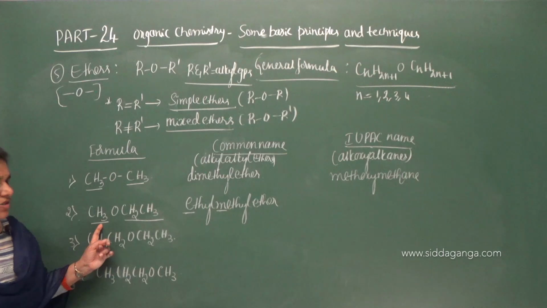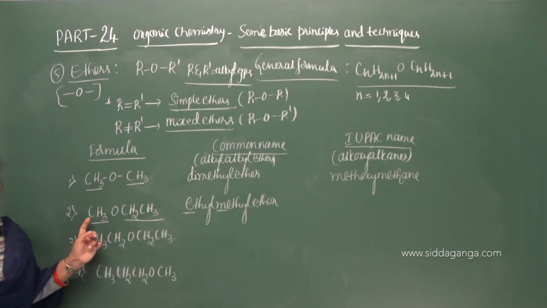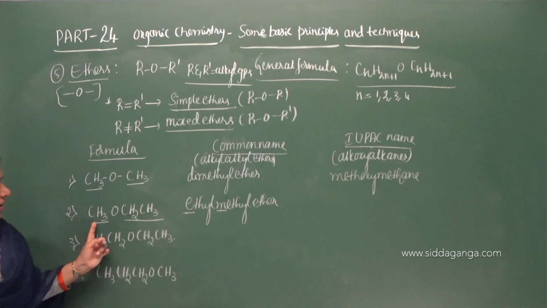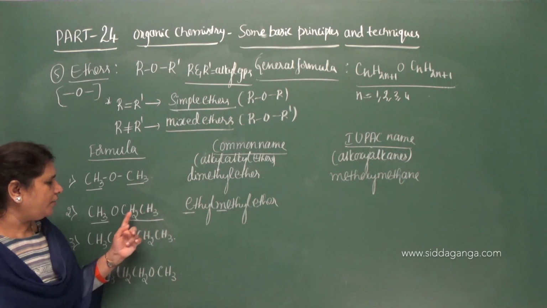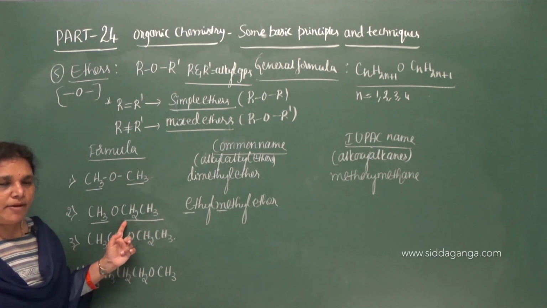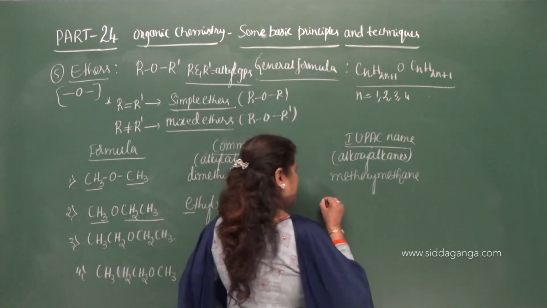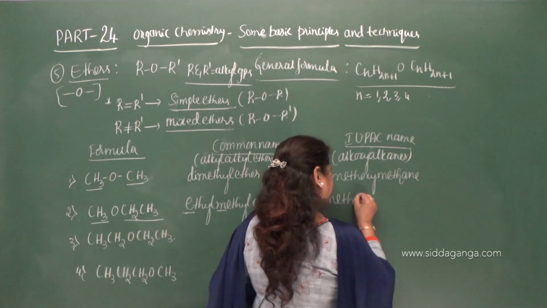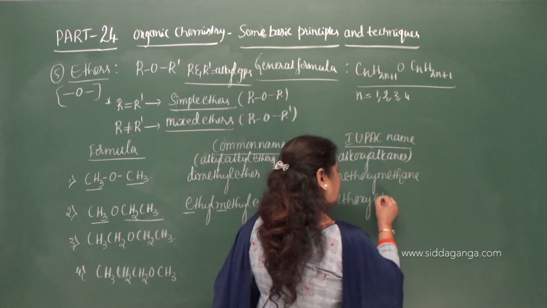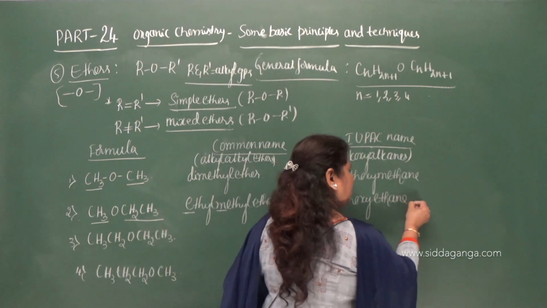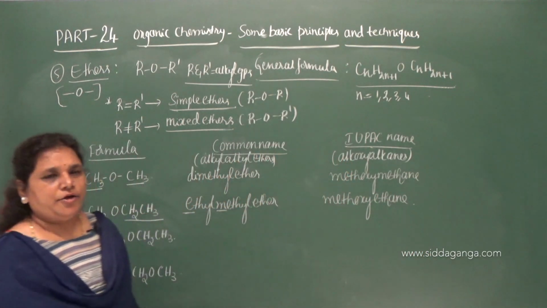Then what is the IUPAC name? Smaller alkyl group. Which is the smaller alkyl group here? Methyl. So you have to take that alkyl group along with the oxygen. Then it will be methoxy. Left with the root word with 2 carbon atoms, it will be ethane. And hence the name is methoxyethane. Methoxyethane is the IUPAC name.